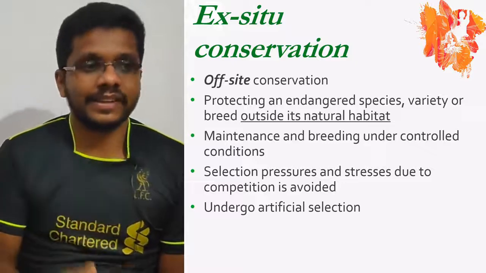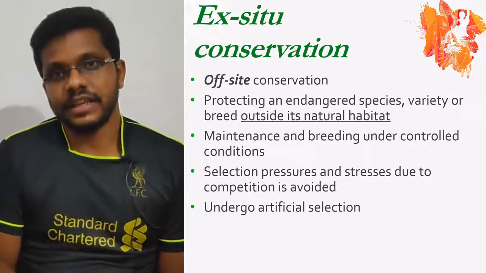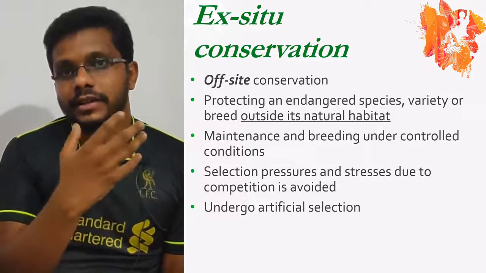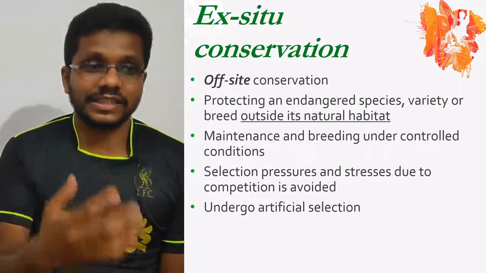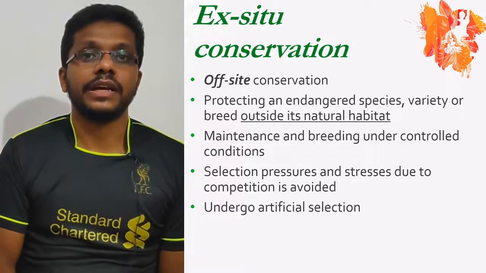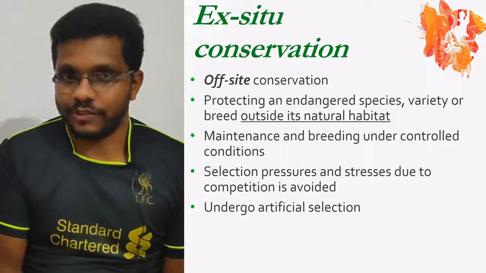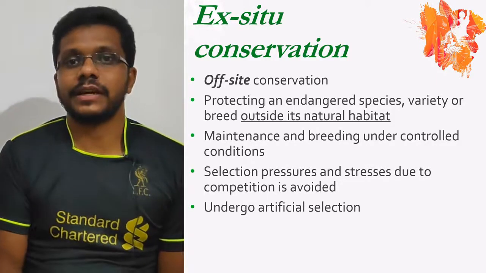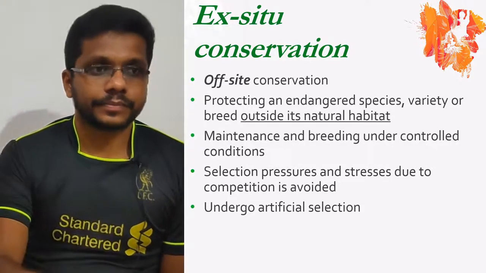In this new habitat, the organism is maintained and bred under controlled conditions. In these controlled conditions, we can control the activities of the animal in such a way that the natural selection pressures won't be on the animal, and the stress due to competition is also avoided. So in such a manipulated habitat, artificial selection is occurring.